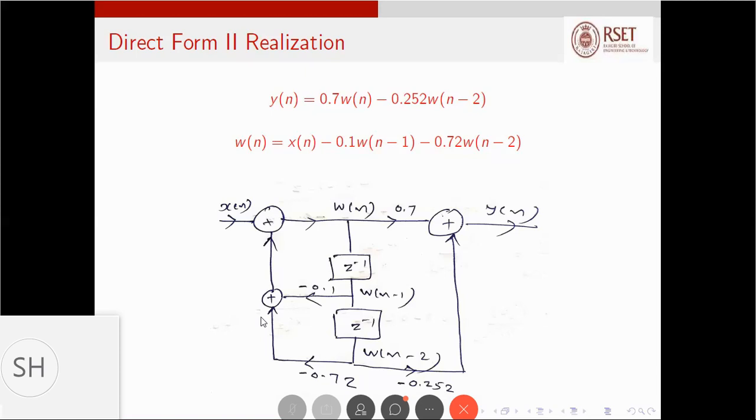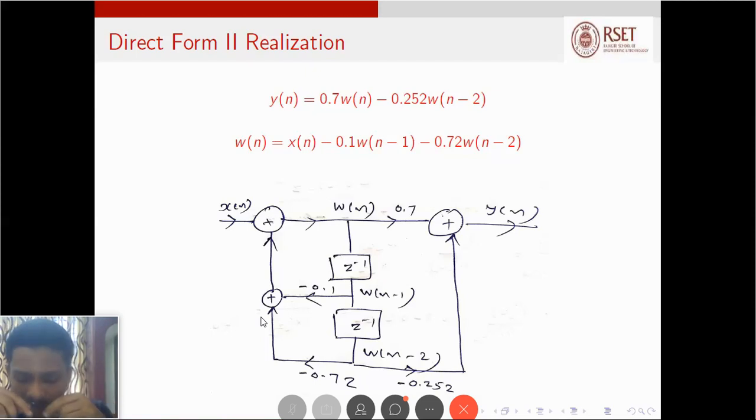The computational complexity, we will calculate in terms of the number of multiplications and the number of additions. In the case of direct form 1, the number of multiplications will be equal to m plus n minus 1, where m is the power of the numerator polynomial of the transfer function. Similarly, n is the power of the denominator polynomial of the transfer function, the highest power of the corresponding polynomials.